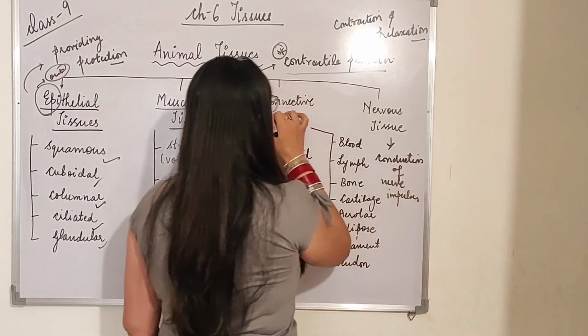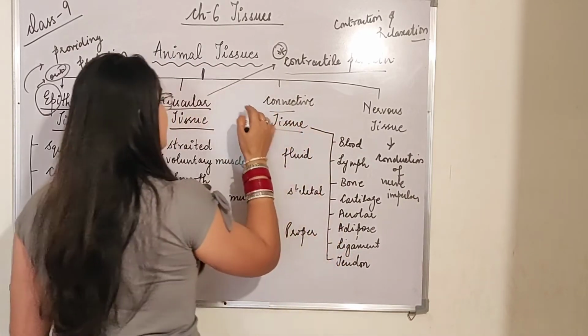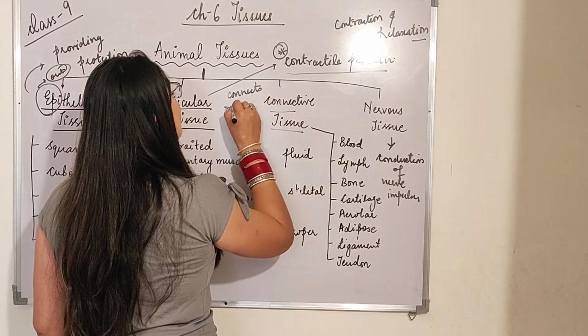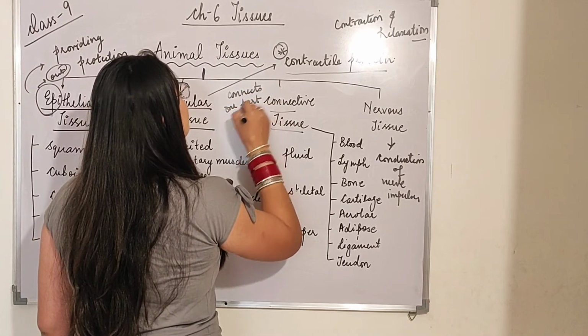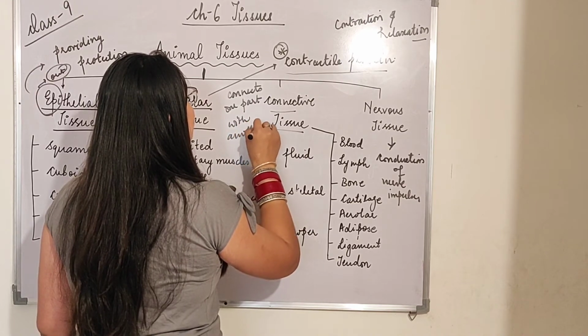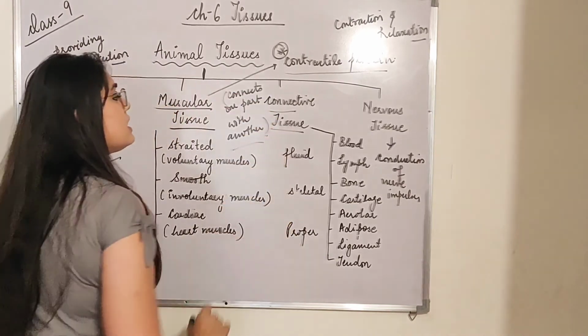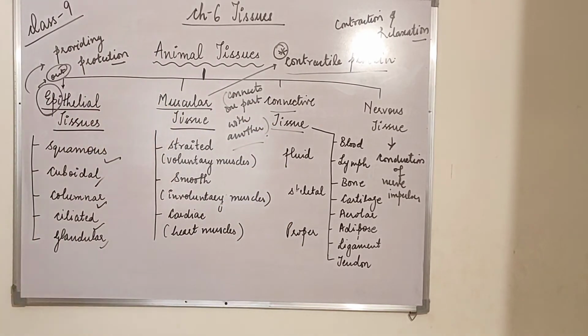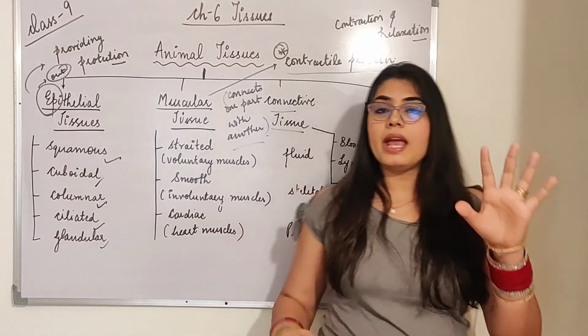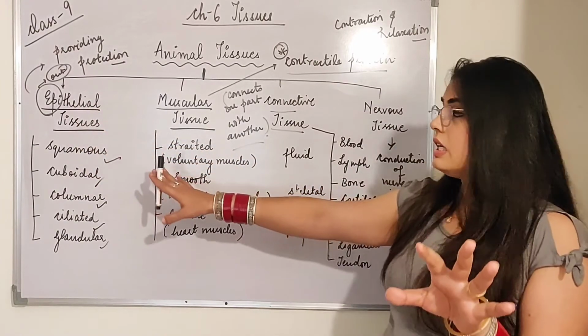And what is the function of connective tissue, beta? It helps in, or you can say just connects, one part with another. Fine, this is the function of connective tissue. So I have told you all the basics. Just the heading part I have told you, right, in detail.